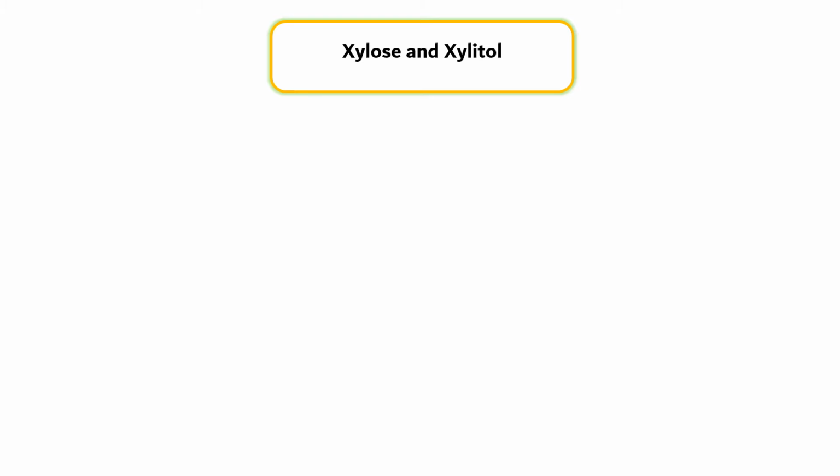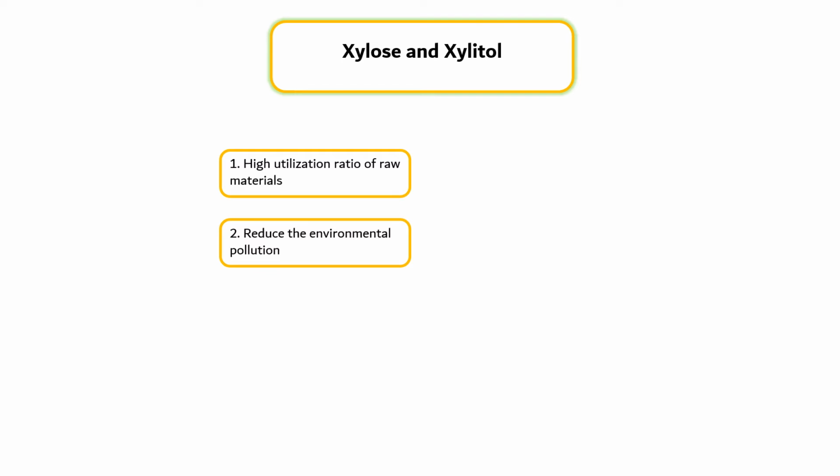There are several advantages of the microbial conversion technology. First, it has a high utilization ratio of raw materials. The chemical method uses only pure xylose as raw materials, thus the xylose in the hydrolysate cannot be used. Second, the bioconversion process can reduce the environmental pollution because in this process raw materials are directly used without pre-treatment. Third, bioconversion consumes less energy. In the bioconversion process, xylitol is produced through one-stage concentration and crystallization, thereby decreasing energy consumption.